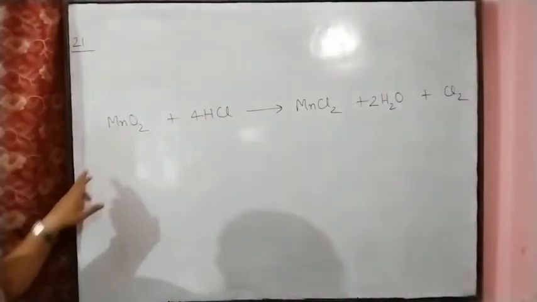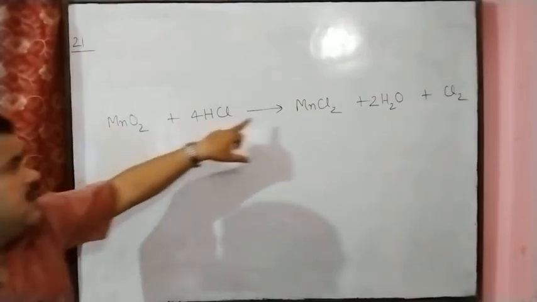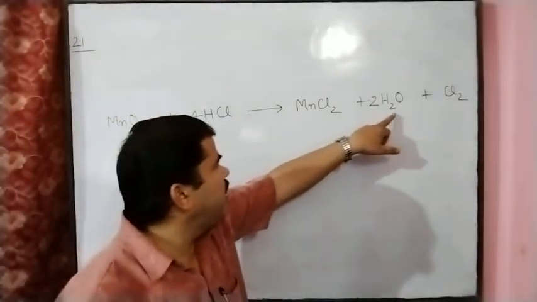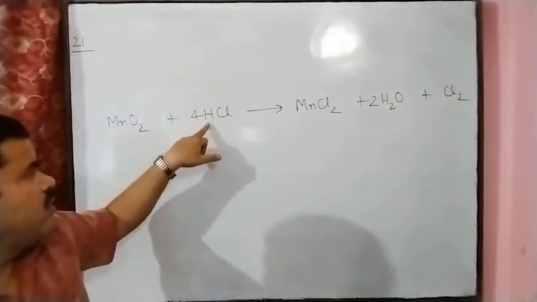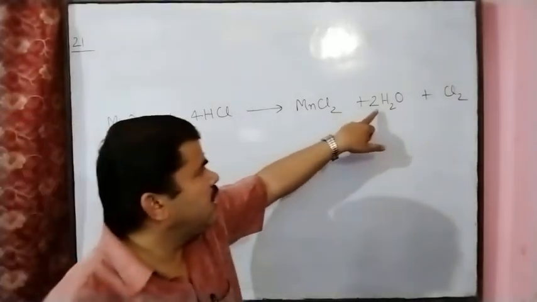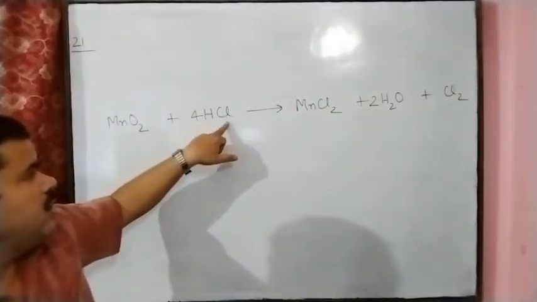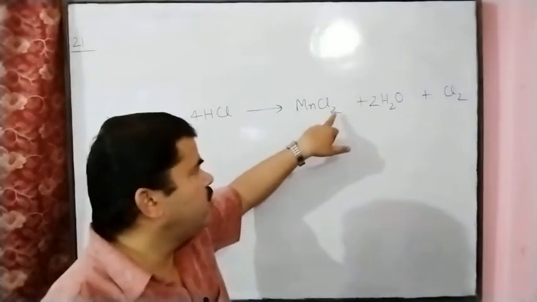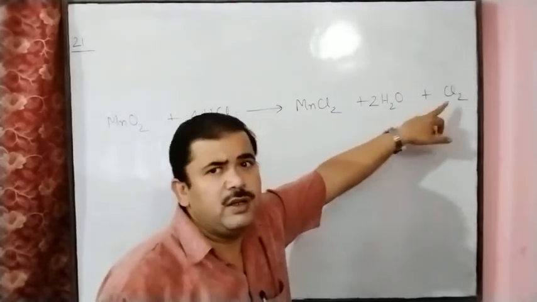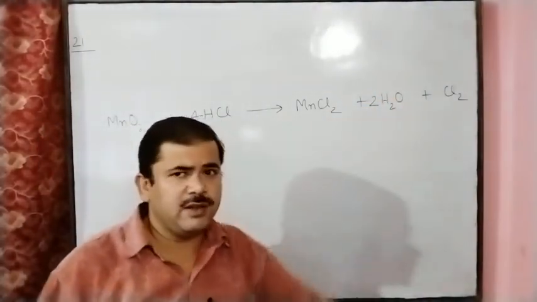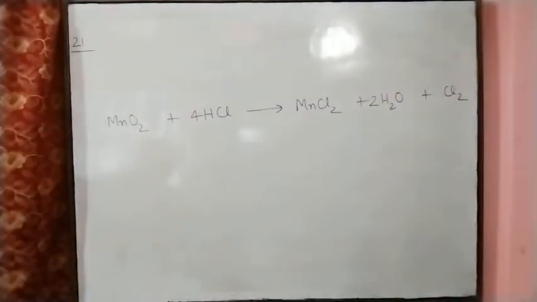So we can see here manganese 1, manganese here also 1, then oxygen 2 balanced, then hydrogen 4 written here. So here also 2 to 4 hydrogen balanced, then 4 chlorine and here also 4 chlorine, 2 chlorine here, 2 chlorine here. So the total number of chlorine on the product side is also balanced. So this equation is totally balanced.